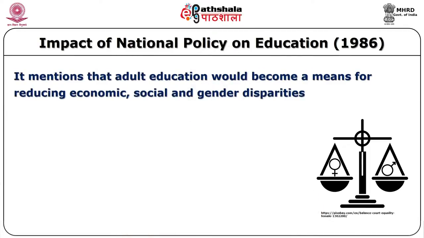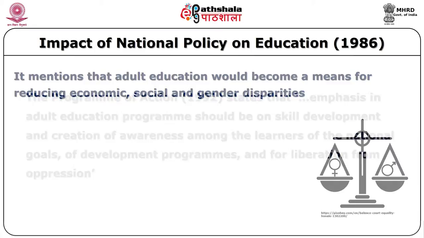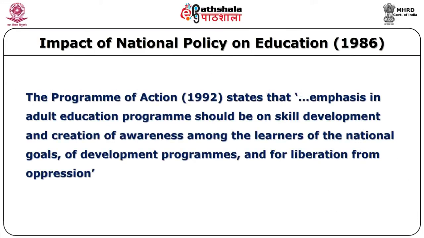During this period, the National Policy on Adult Education was declared by the Government of India. It mentions that adult education would become a means for reducing economic, social and gender disparity. This was also followed by implementation of the program of action. The program of action, which came into action in 1992, states that emphasis in adult education programs should be on skill development and creation of awareness among the learners of the national goals of development programs and for liberation from oppression. This has a great impact on implementation of the adult education program in the country.